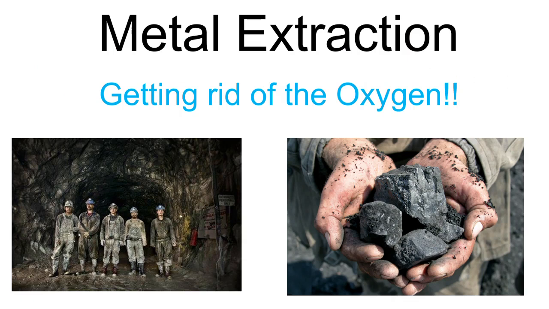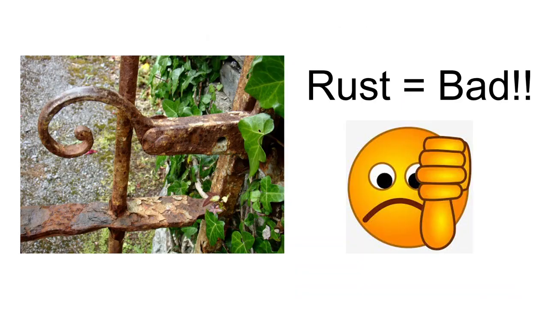And finally, metal extraction. We get our metals from mining them from the earth, but they are mainly combined with oxygen, which is by far the most common element of the earth's crust. 46% of the earth's crust is oxygen, and we don't want our metals to be oxidized. Rust is specific to iron, but we don't want our metals to be a bit rusty.